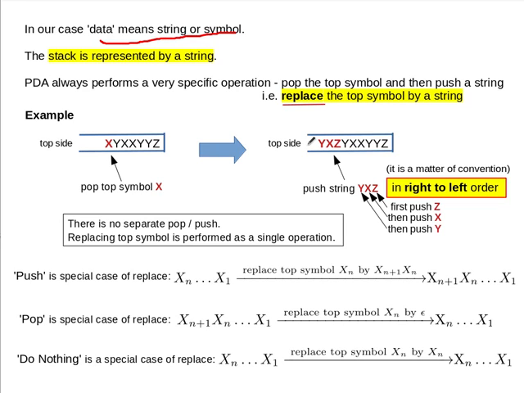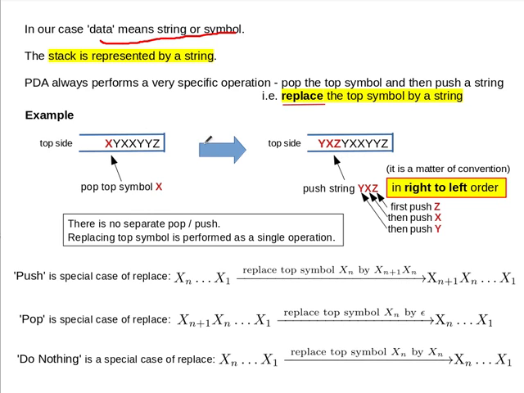The pushing order is, since we are writing it from right to left, first Z, then X, then Y. So you see that we first remove this X, and then suppose you are pushing a string YZX. Pushing this string YZX means first you push Z, then you push X, and then you push Y. This is just our convention. There is nothing deep about this.